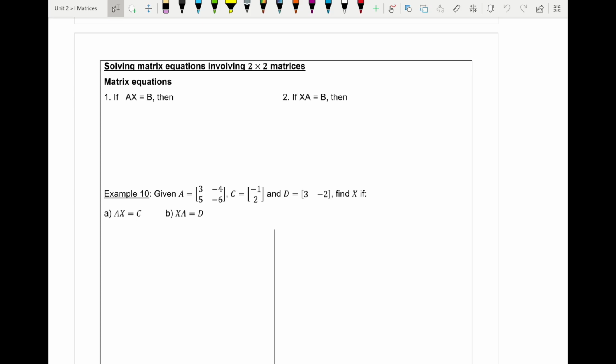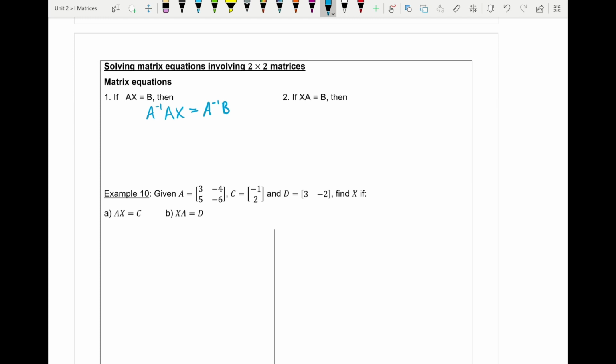Today we're looking at using matrices to solve equations involving 2 by 2 matrices. So in terms of matrix equations, if we have matrix A being multiplied by some unknown matrix X, and we're told that that product is equal to B, if we want to get X on its own, then we need to take the inverse of A, multiply it by A and X. Then of course, whatever we do to the left-hand side of the equation, we also have to do to the right-hand side. So we get the following.